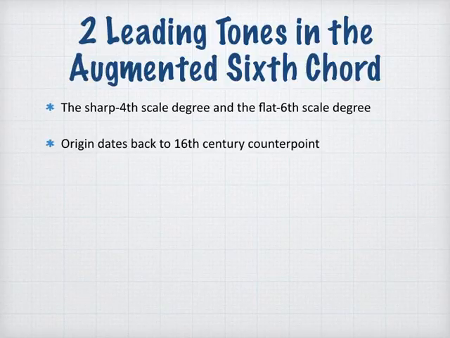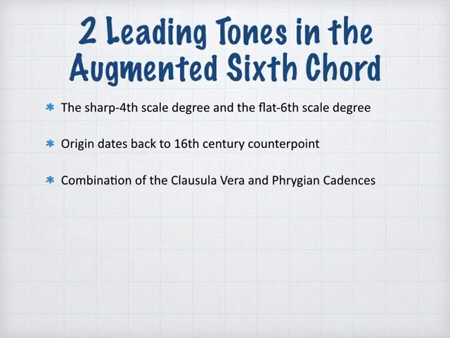The leading tone ascends a minor second to a tonic in the clausula vera cadence, and the lowered second scale step descends a minor second to the tonic in the Phrygian cadence. These two leading tones are never used together in the 16th century, but definitely, according to W. Francis McBeth, our augmented sixth chords were derived from the combination of the clausula vera and the Phrygian cadences.